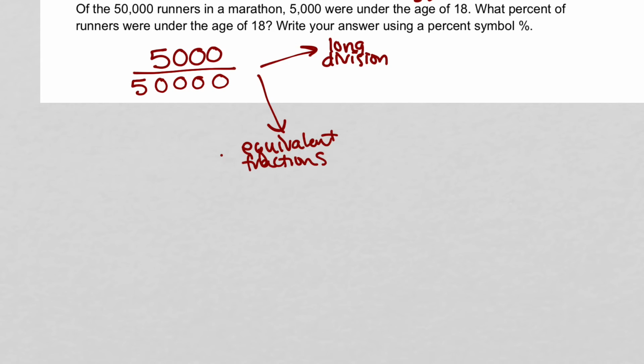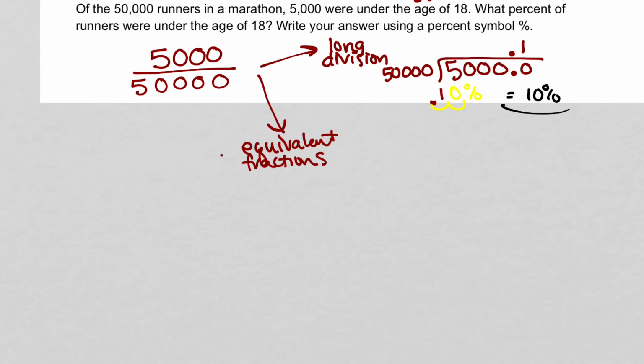So if I'm looking at long division, I've got 5,000 divided by 50,000. Well, 5,000 is not big enough, so I'm going to put a decimal. That'll add a 0. So now how many times does 50,000 go into 50,000? Exactly 1 time. So I've got 0.1. If I write that as a percent, I'm pretty confident in saying that that's 10%, but let's see how we would have done it if we would have found an equivalent fraction.